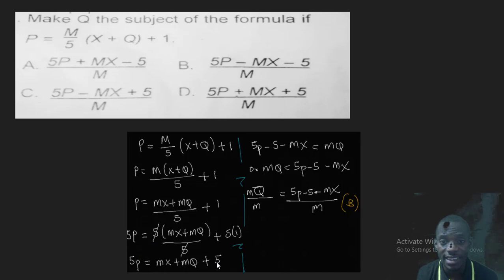Now it is now linear. It's now straight. Now to make Q stand alone, that means remove everything except Q. So this 5 will go over and become minus 5.